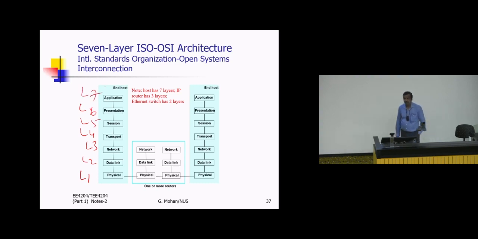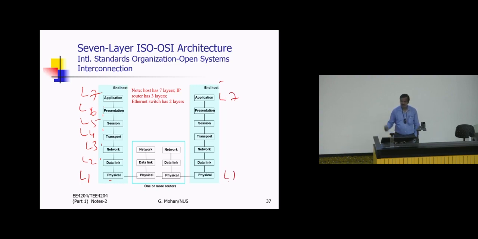Layer seven. And the host runs all seven layers. Again, as I said, except layer one, which is the physical layer, which is responsible for transmission of the bits or signals, which involves the transmission hardware, cables, etc. All others are usually software layers, a set of functions. Similarly, this end host has layer seven to layer one.